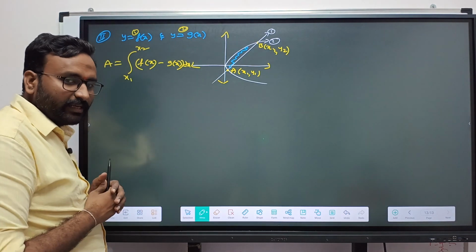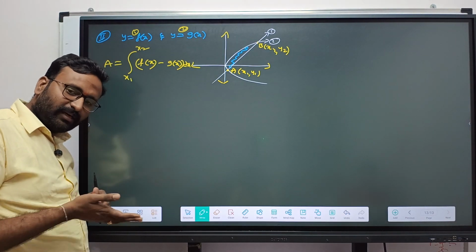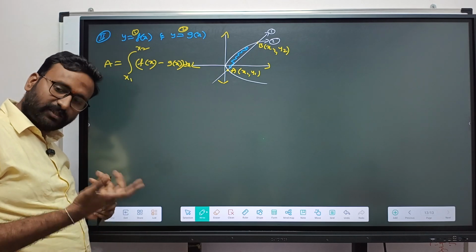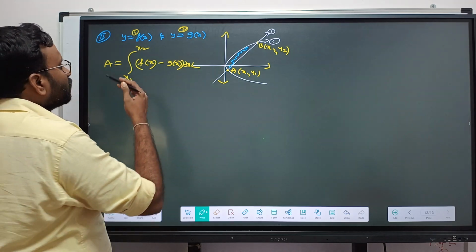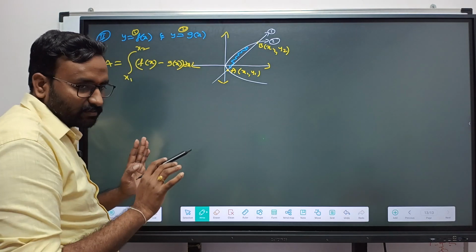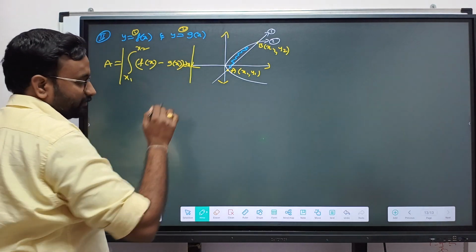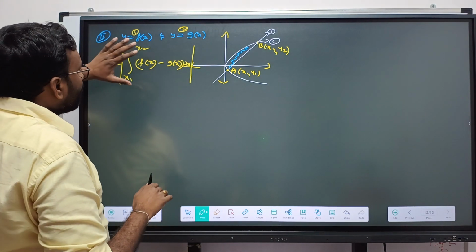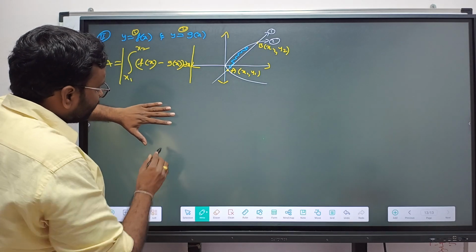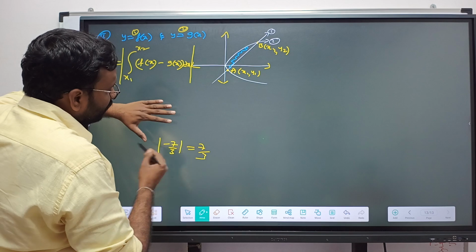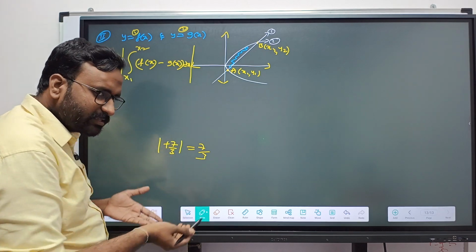But in the exam, in the question, the diagram will not be given. Without drawing the diagram, can we solve? Yes, we can solve. How, sir? You can take whatever it is first, whatever it is second. But 1 minus 2, you have to solve. Apply mod. So, solve in modulus only. If you finally get minus 7 by 3, if you get plus 7 by 3 also, you can get 7 by 3.